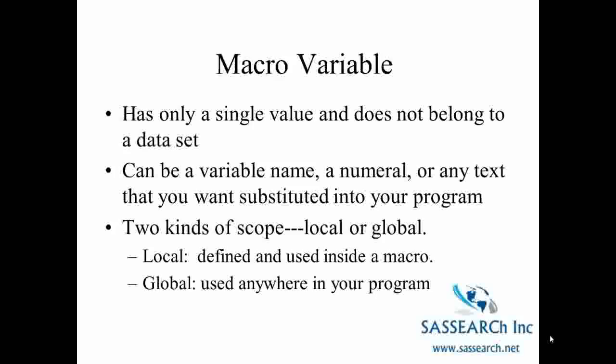So a macro variable can be a variable name, a numeral, or any text that you want substituted in your program. And macro variables can be two kinds in scope. They can be either local or global. A local macro variable is defined and used inside a macro. A global macro variable can be used anywhere in your program.